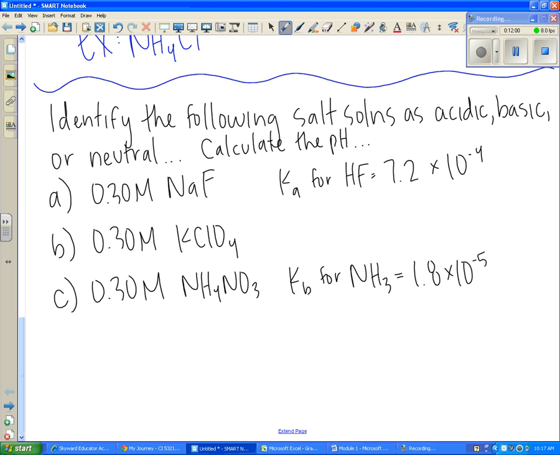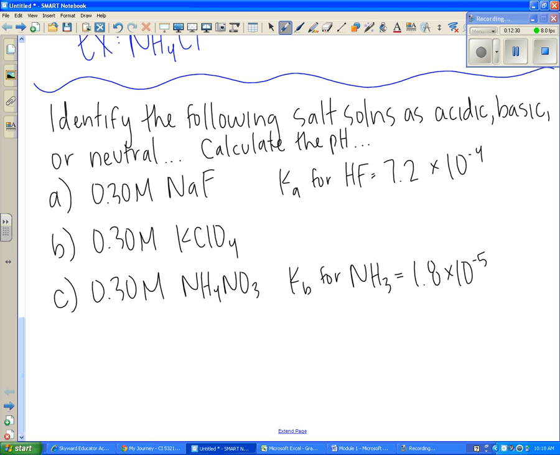Okay, so our problem says identify the following salt solutions as acidic, basic, or neutral and calculate the pH. So let's start with the first portion of the question. Let's start by identifying the salt solutions as acidic, basic, or neutral. Now, in order to identify whether the salt will produce a solution that's acidic, basic, or neutral, we need to look at the cation and the anion and decide which of the above categories that salt fits in.